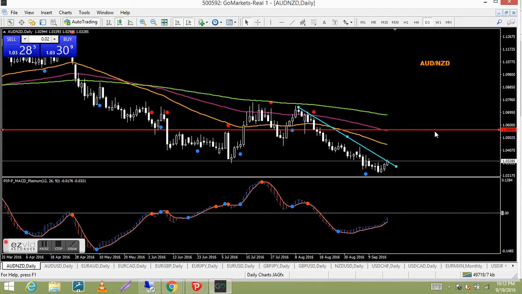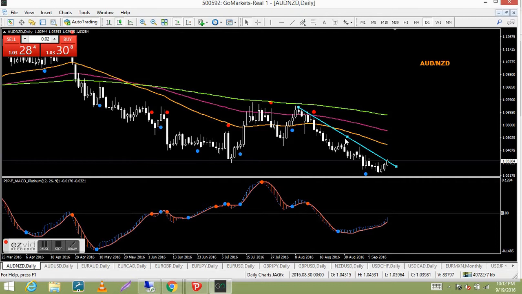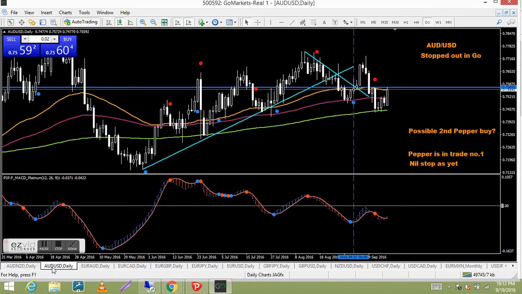the Aussie NZ. I've got a red line there. I was on a sell trade on this, and it's now been stopped out. So technically there's probably a buy signal around this blue dot here, but it's against the trend, the MA, and it's slowly climbing towards that. The MACD Platinum's sliding towards the zero level, so I gave it a miss.